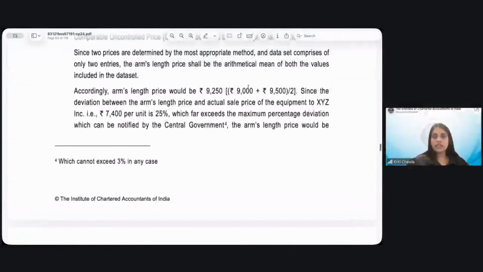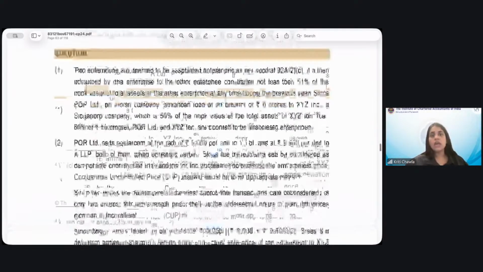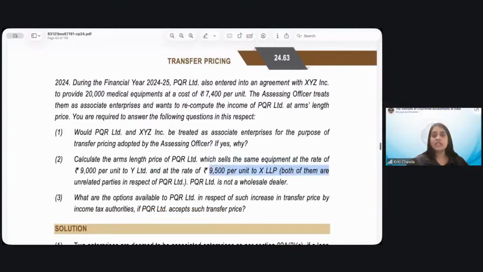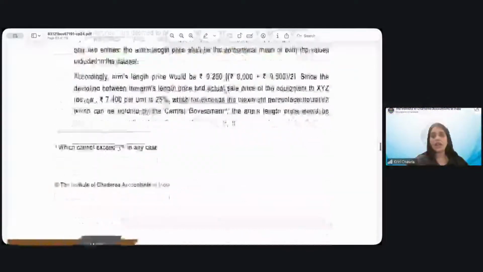So when we use arithmetic mean, this is 9,000 plus 9,500 divided by 2. This will actually give us an arm's length price of 92.50. What we've done is we've just calculated the arithmetic mean right here. So now the arm's length price is 92.50. What is the price that they have dealt with? What is the related party price? Well, it's 7,400 per unit.